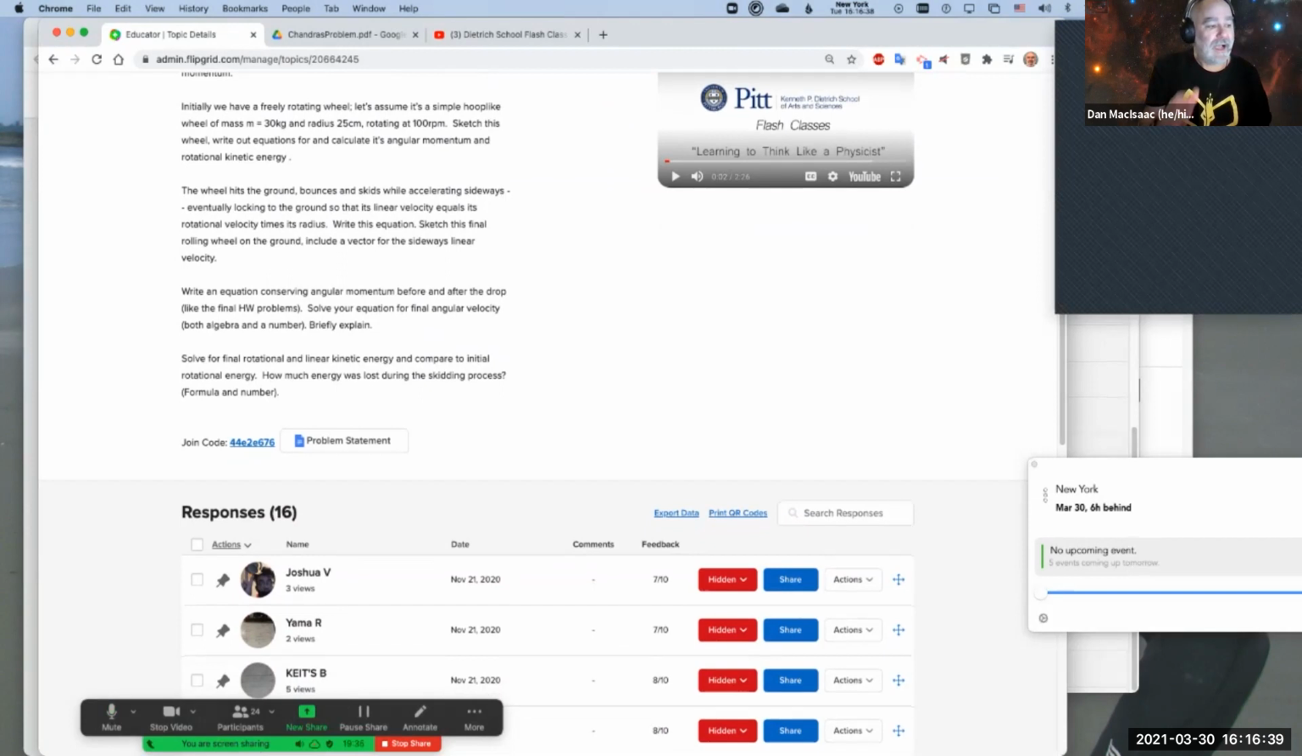I usually open up a group chat window. I open up breakout rooms. The students may freely choose where they go, which breakout room they choose to work with.